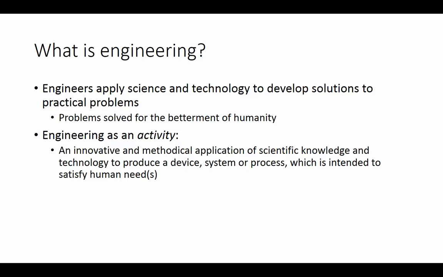So first, let's start with a simple but kind of philosophical question. What is engineering? Well, we can define this in a number of ways. First of all, we can say, what do engineers do? And then, what is the process of engineering overall? Engineers apply science and technology to develop solutions to practical problems. And these problems are solved for the betterment of humanity. So engineers are trying to make our lives better.